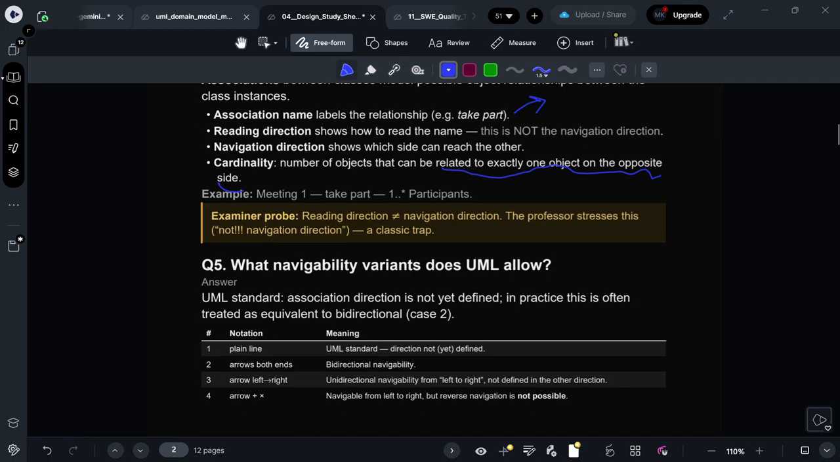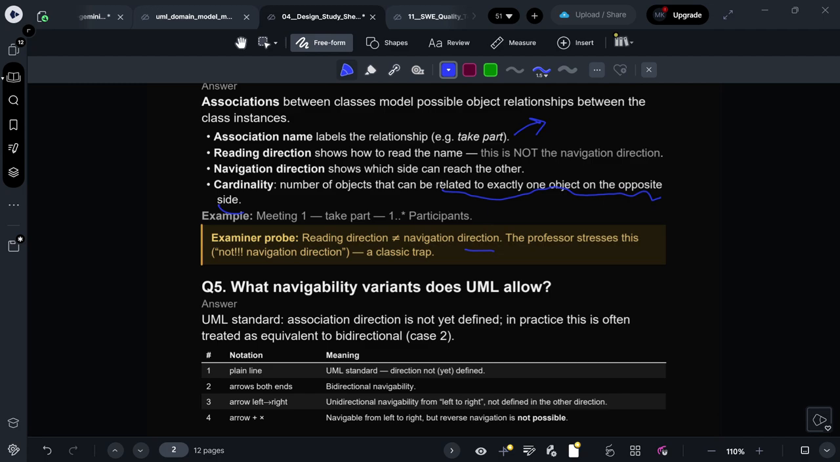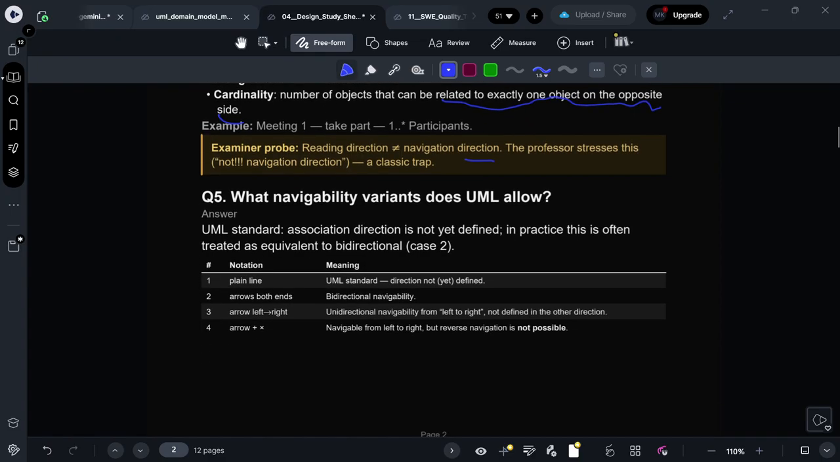This is cardinality. Reading direction is not equal to navigation direction. The professor stresses this. It's a classical trap. Reading direction is not the same as navigation direction. You might also read from here to here, but it's not the navigation direction. It shows how to read the name, not that it navigates to this part.